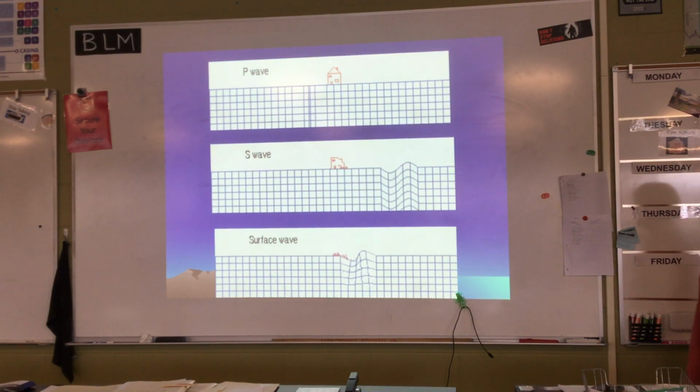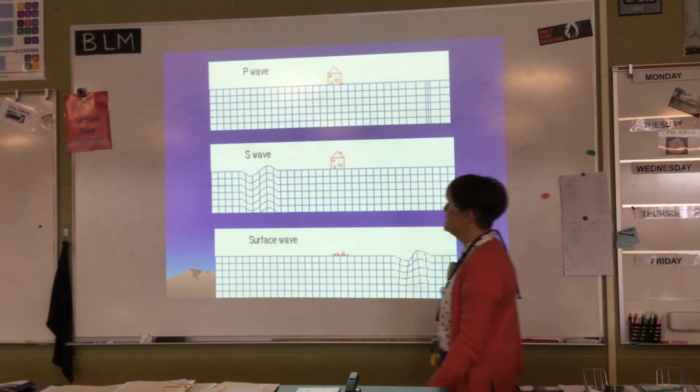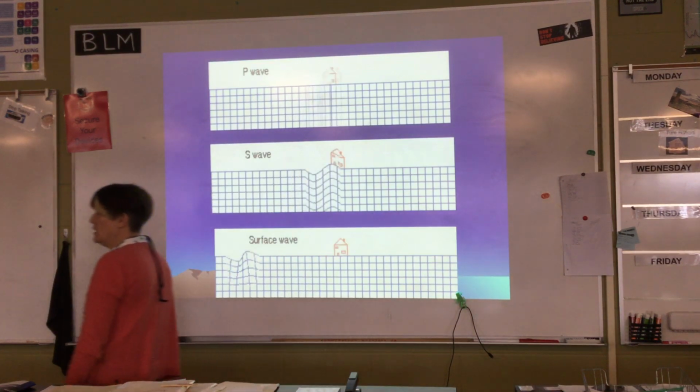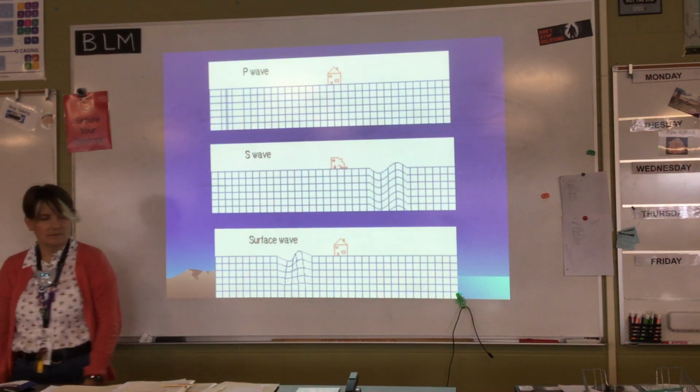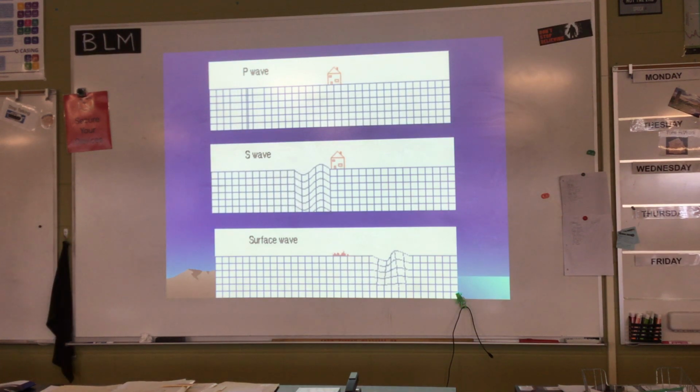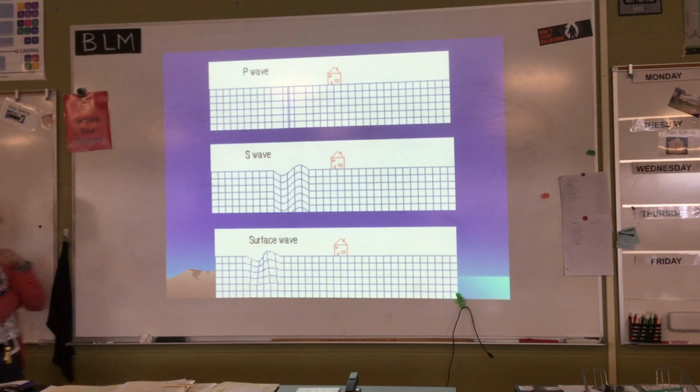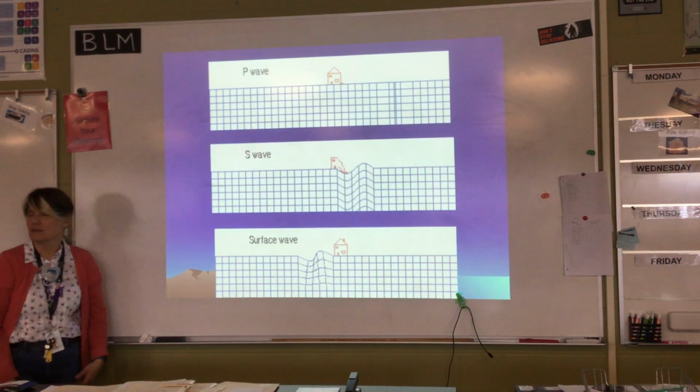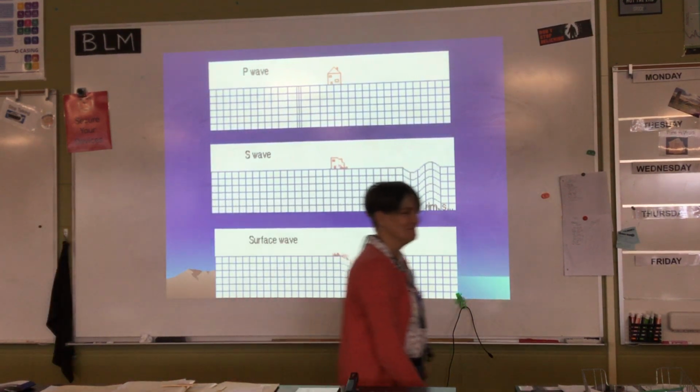Which one hit first? P wave, write that down. Which one hit second? Which one causes the most damage? Surface. For sure, the surface wave. That poor house. All day long it's had to go through this.